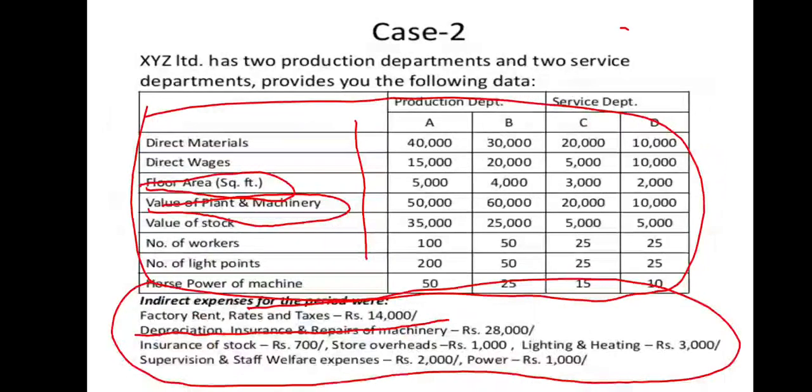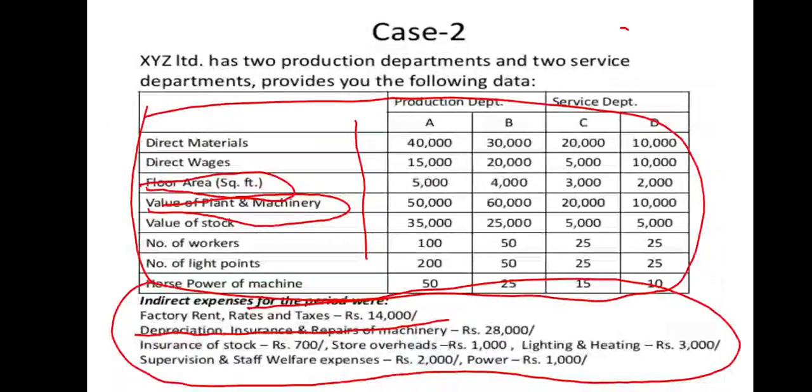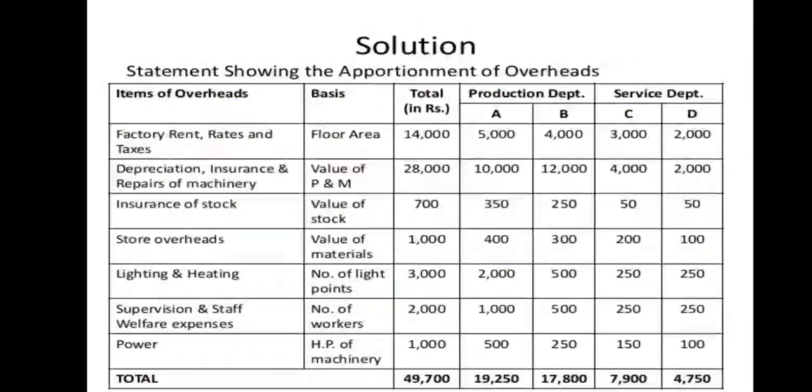Insurance of stock. Here it is given, insurance of stock is 700. On what basis? Value of stock insured. How much value of stock insured? That much we need to take. So 700 should be divided on value of stocks: 35,000, 25,000, 5,000 and 5,000. So 7:5:1:1. On that basis, 7:5:1:1, that will be 350, 250, 50 and 50.